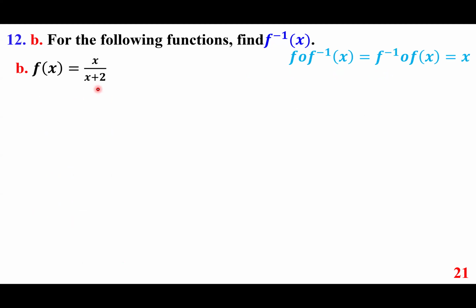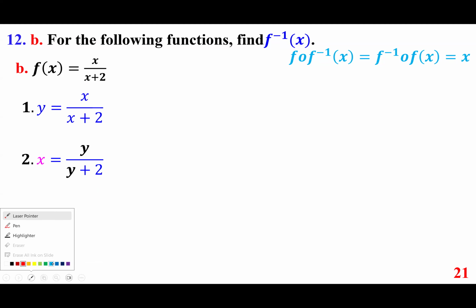Part B, the function is more interesting. It's a rational function. F of x equals x over x plus 2. We want to find the inverse. Therefore, we change f of x to y first and foremost. Then we interchange x and y. So this becomes x, this becomes y, this becomes y. And again, right here, we do have the inverse. However, we solve for y. To solve for y, we do the cross product.